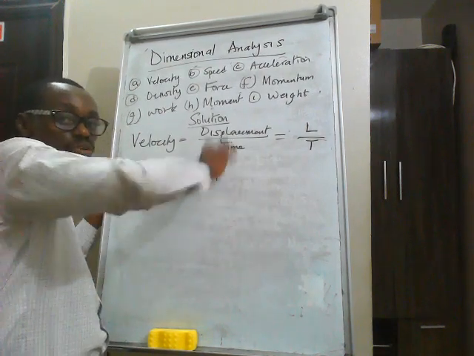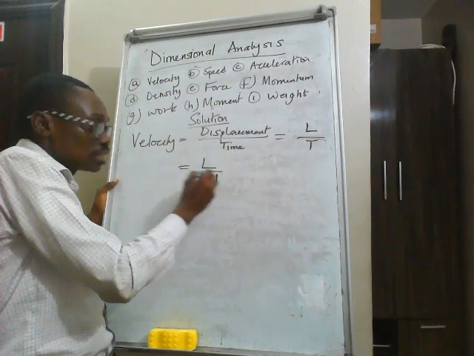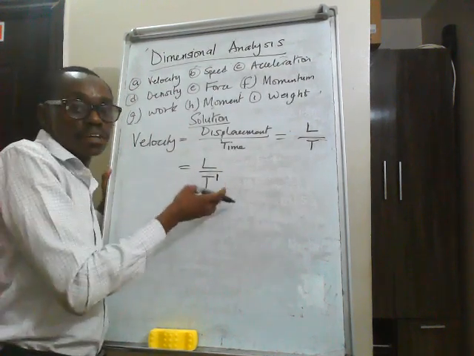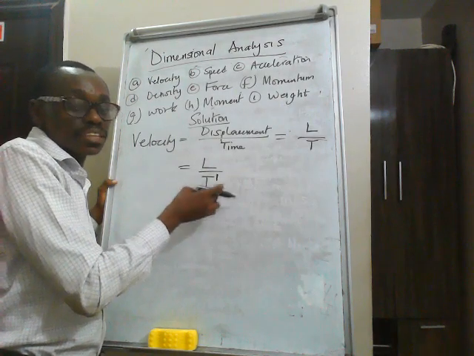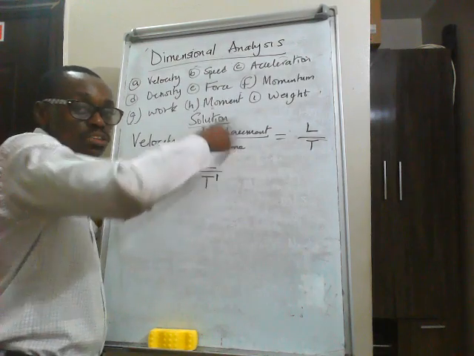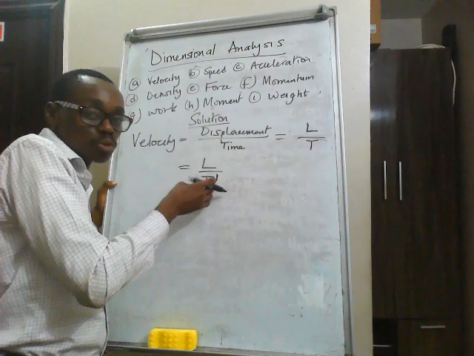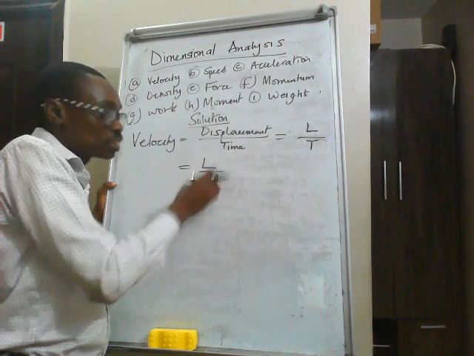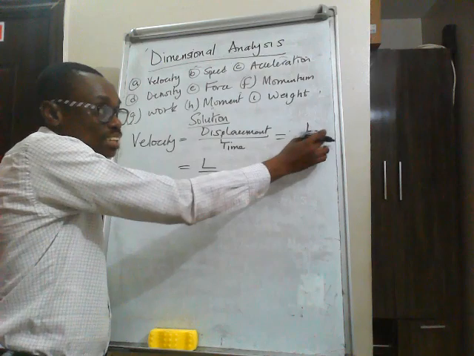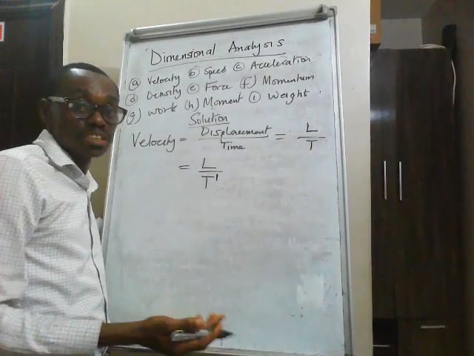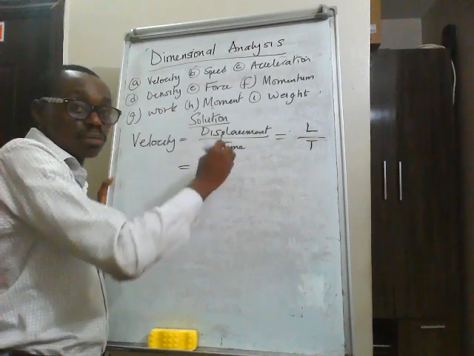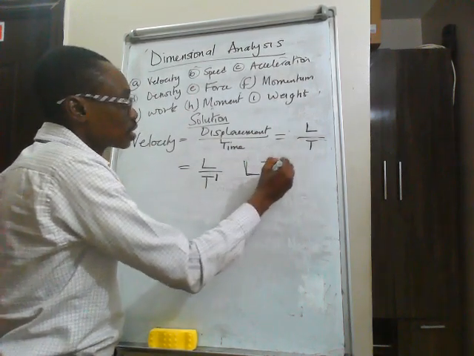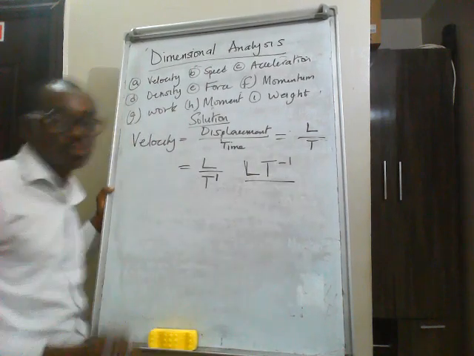We want to take the denominator to the numerator. So this T is carrying 1 in the denominator. Based on the law of indices, when you have a power in the denominator and you switch it up, the sign changes. If it's positive here, plus 1, when it goes up it becomes minus 1. If it is negative here, when it goes up it becomes positive. Although there is no 1 written, there's an invisible 1. So when it goes up, it becomes T raised to power minus 1. So we have L T raised to power minus 1. This is the dimension of velocity.